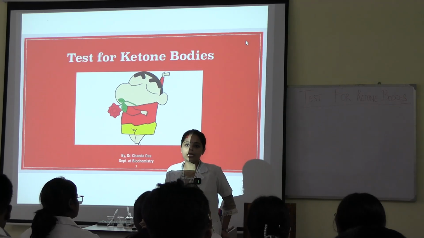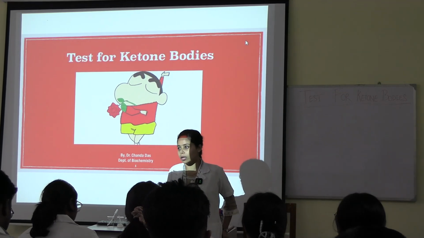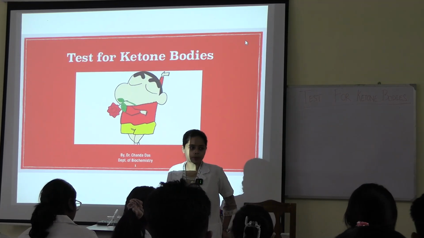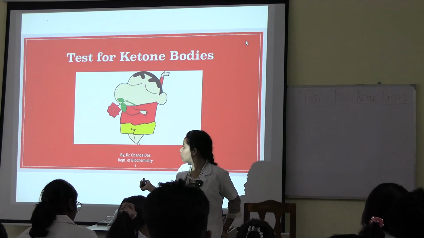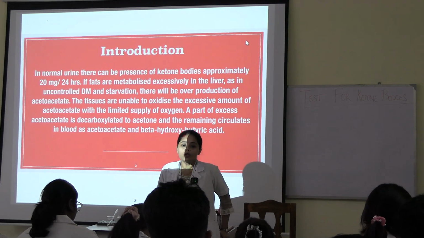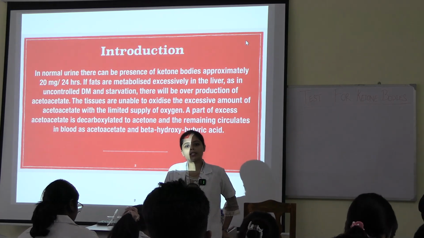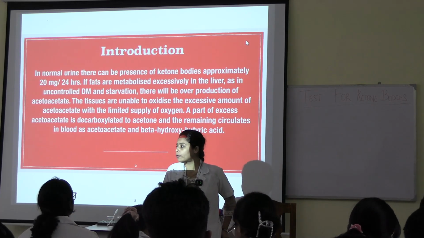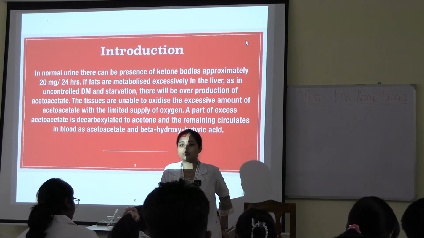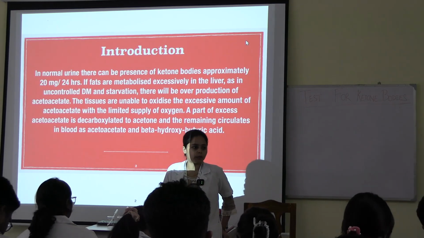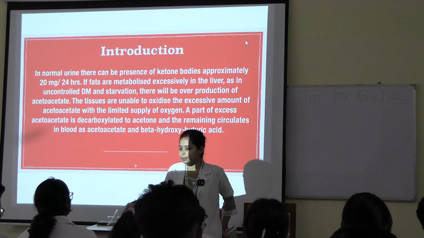The topic is the test for detection of ketone bodies in urine. In a normal urine sample, a healthy person can excrete about 20 milligrams of ketone bodies per day, in 24 hours. This is the normal value.